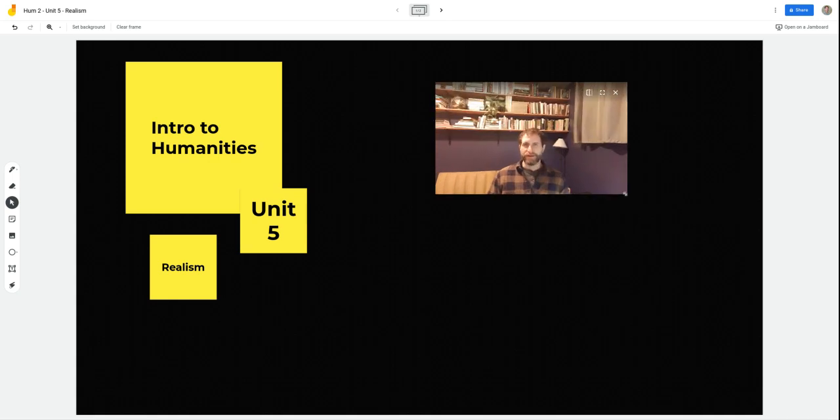So here we are at Unit 5, Realism. I find this to be a particularly fascinating development. It's going to have transatlantic impact. And after having completed the reading, I think you should start to see how there's been this real interesting shift from neoclassicism to romanticism and now to realism.